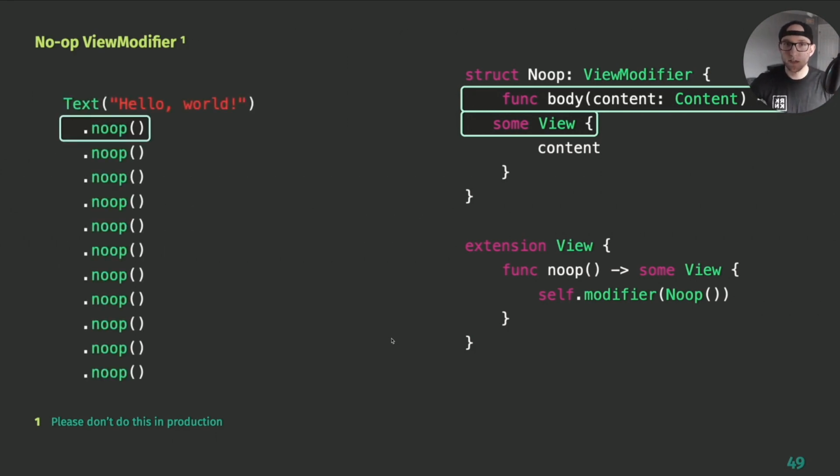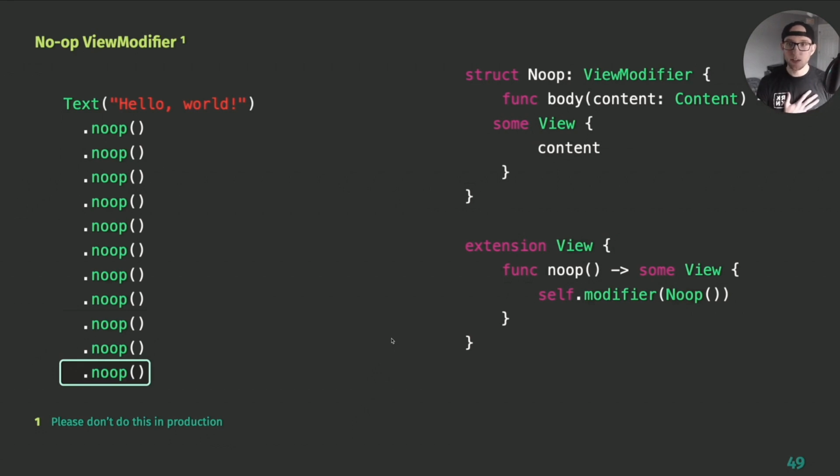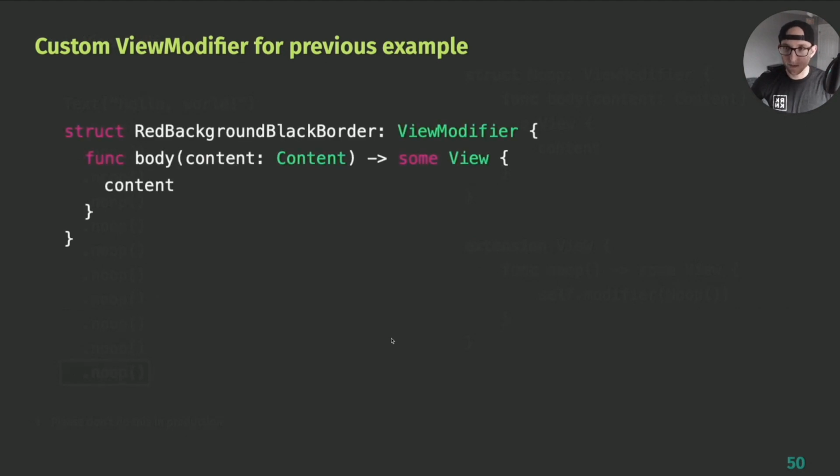So here we are, text, hello world, no-op, no-op, no-op, and so on. Cool. So that does absolutely nothing. 1, 2, 3, 4, 5, 6, 7, 8, 9, 10, 11 times. But I got it to compile. It ran. It did its thing of being a view modifier that didn't do anything. So let's take our first example that I wanted to do, the background of red, black border, and turn that into a view modifier so I don't have to put 3 extra lines of code and I can reuse it.